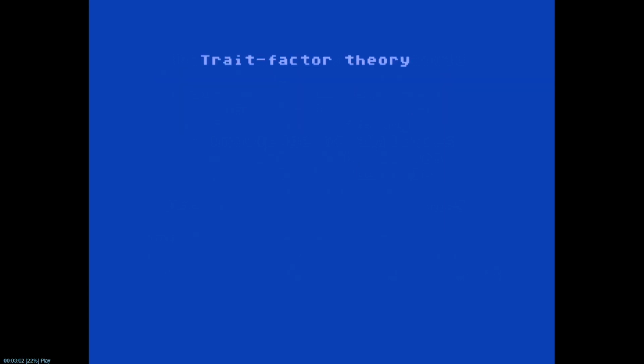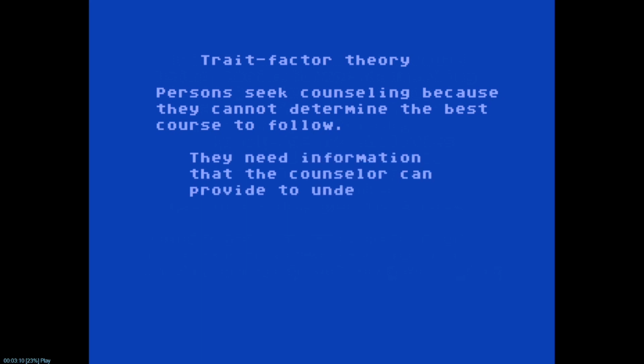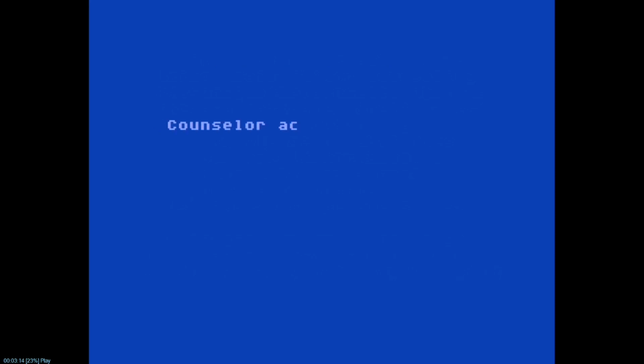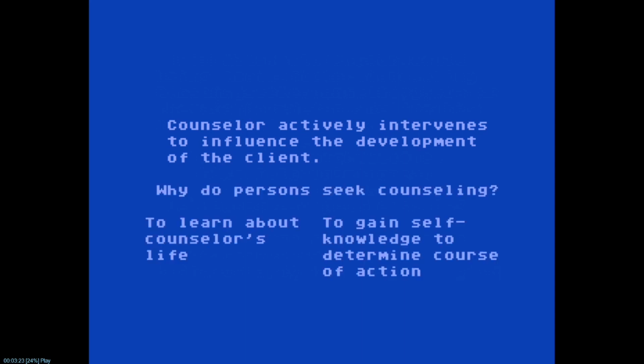This trait factor viewpoint holds that persons seek counseling because they cannot determine for themselves the best course to follow. They need the information that the counselor can provide to fully understand themselves. The counselor, using this theory, actively intervenes to influence the development of the client. According to the trait factor viewpoint, why do persons seek counseling?